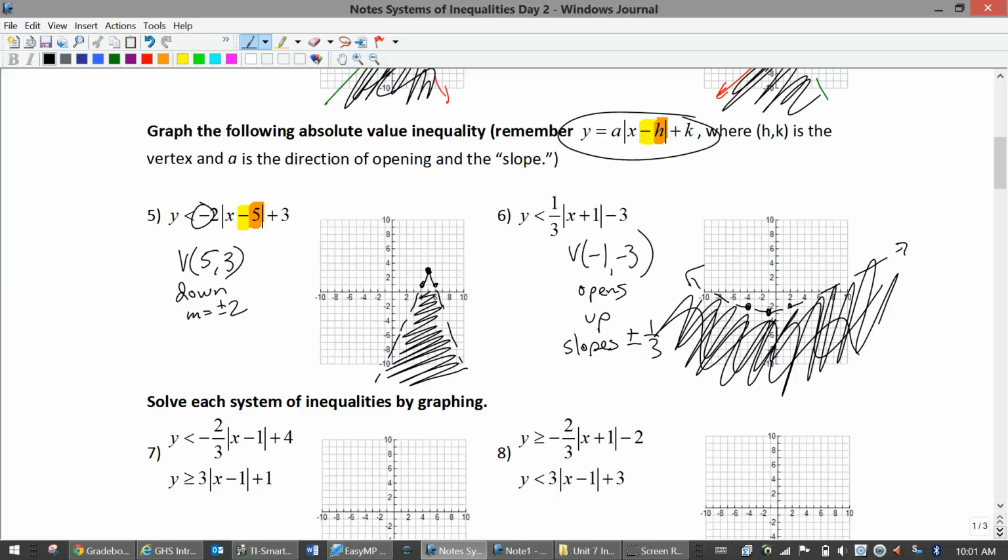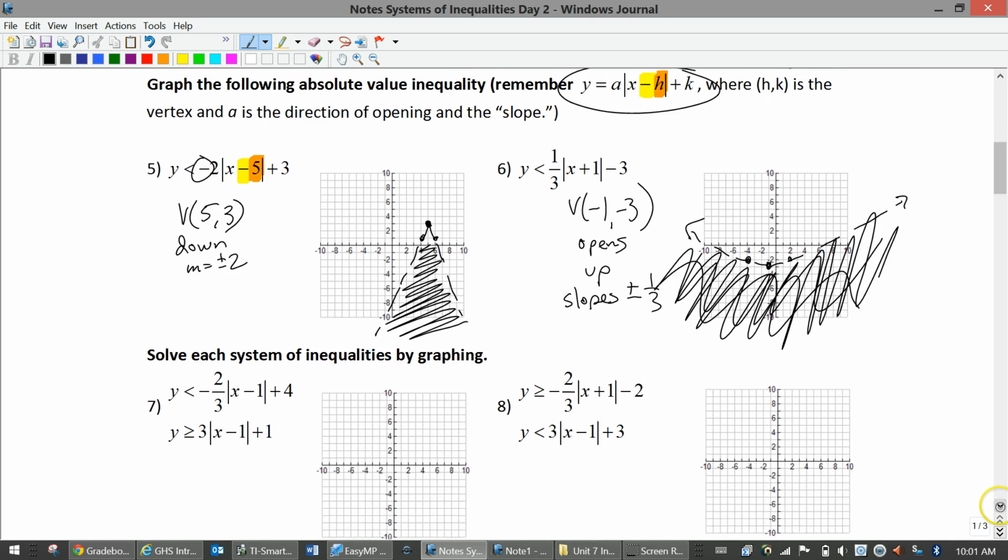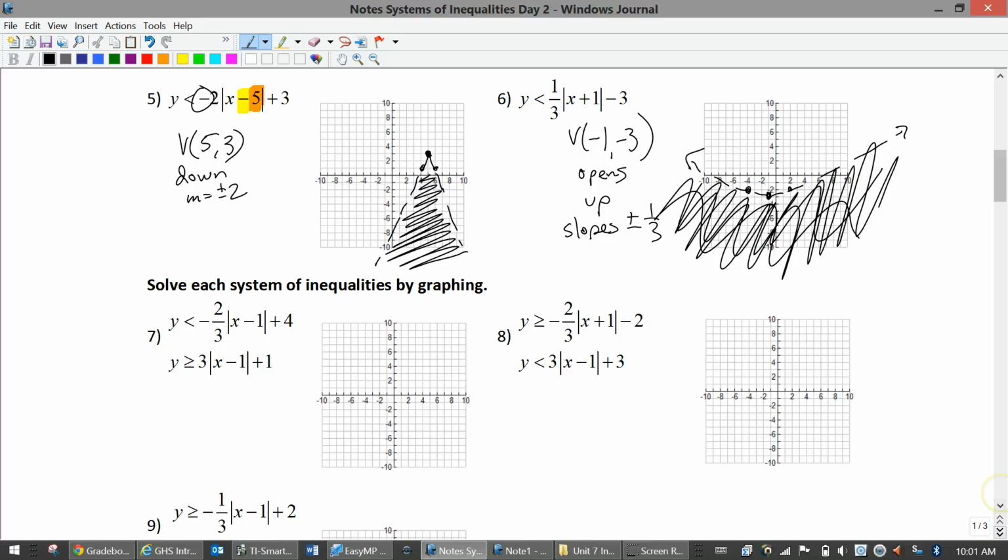Okay, let's look at number 7. Now in number 7, we're actually doing 2 at the same time because it's a system. A system is more than one thing working together, so we're going to do 2 at the same time. So I'm going to do the first one here. We have a vertex of (1, 4), and we have slopes of plus or minus 2/3. It's a negative value in front of the absolute value bars, so it's going to open down. So we're going to go down 2, right 3, down 2, left 3.